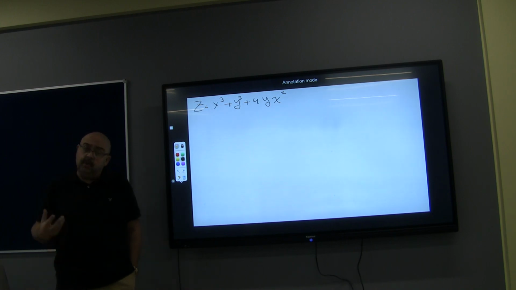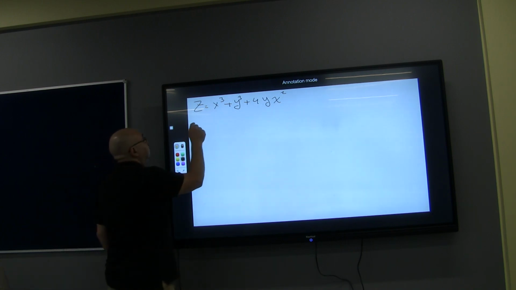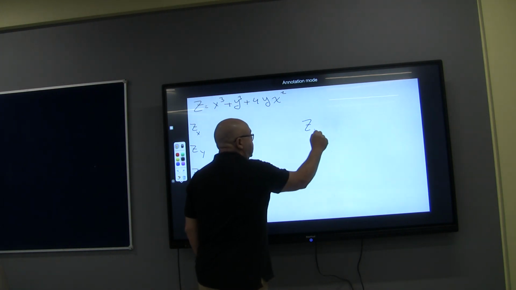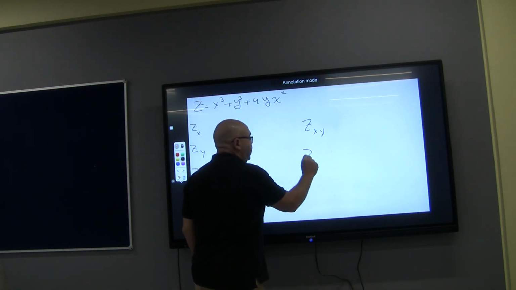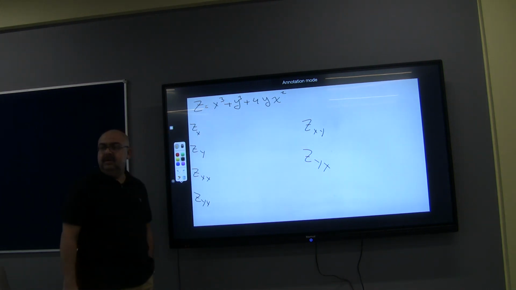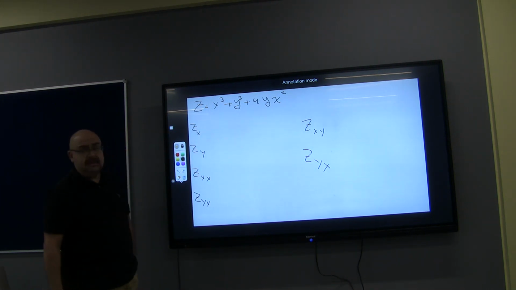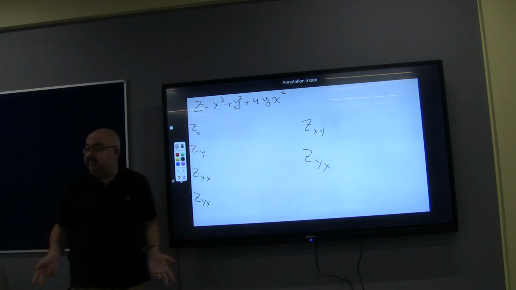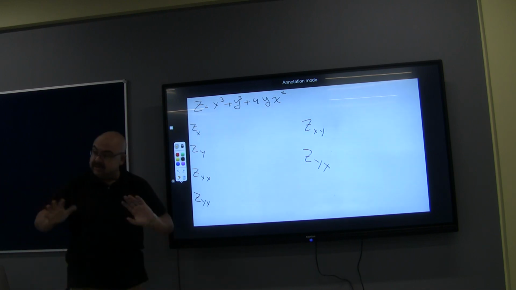If required, I want you to get z, find z x, find z y, find z double x, find z double y, then find z x y, then find z y x. I want to say the derivatives. First of all, you will find that z is a function in how many variables? 2 of them, which are x and y.